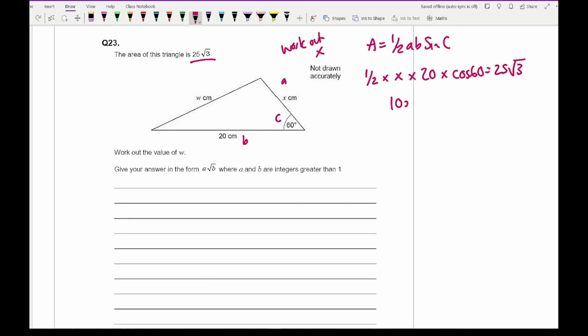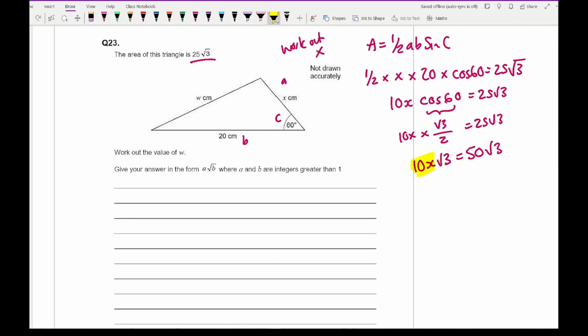So I'm going to end up with 10x and then cos 60 equals 25 root 3. Now cos 60 I know is root 3 over 2, and so what I've then got is this. Now if I take the 2 over to the side, I end up with 10x root 3 equals 50 root 3. Now again, comparing the coefficients, I know that 10x equals 50, so x equals 5. So I can rewrite this as 5 centimeters.